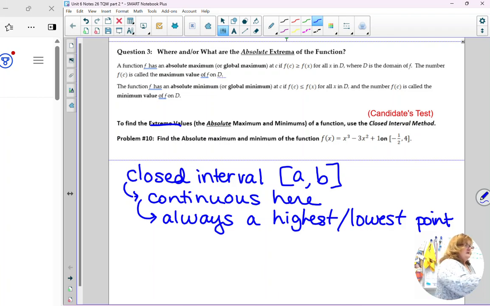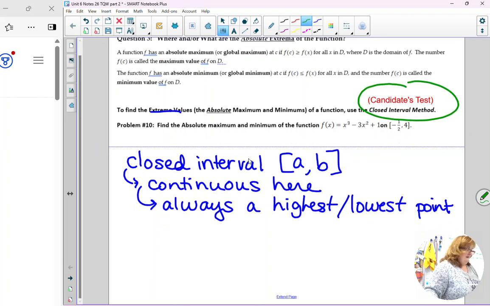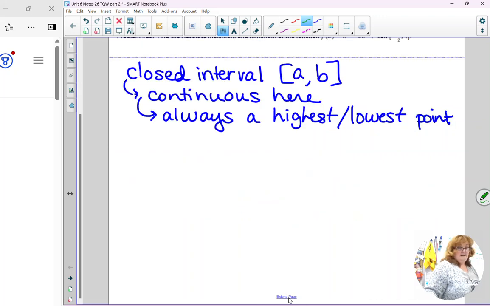So we're going to use what's called the closed interval method, or I like to call it the candidates test. And so this is what it looks like if they ask us to calculate an absolute max or an absolute min for a function within an interval. Step one. Amazingly enough, step one is calculate critical values.